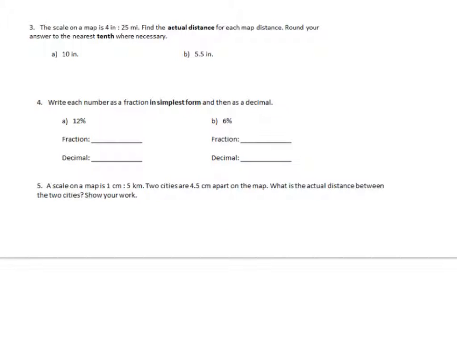The scale on a map is 4 inches is 25 miles, so I should write this right now as a fraction. 4 inches, 25 miles. Find the actual distance for each map distance. Round your answer to the nearest tenth. So 10 inches, I'm going to put on the top to keep the inches, both inches are on the top, and I put x on the bottom. And now I cross multiply.